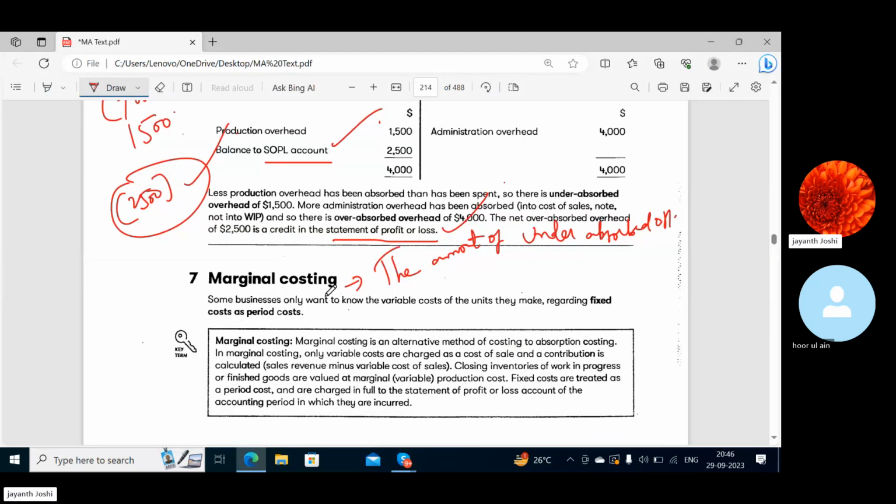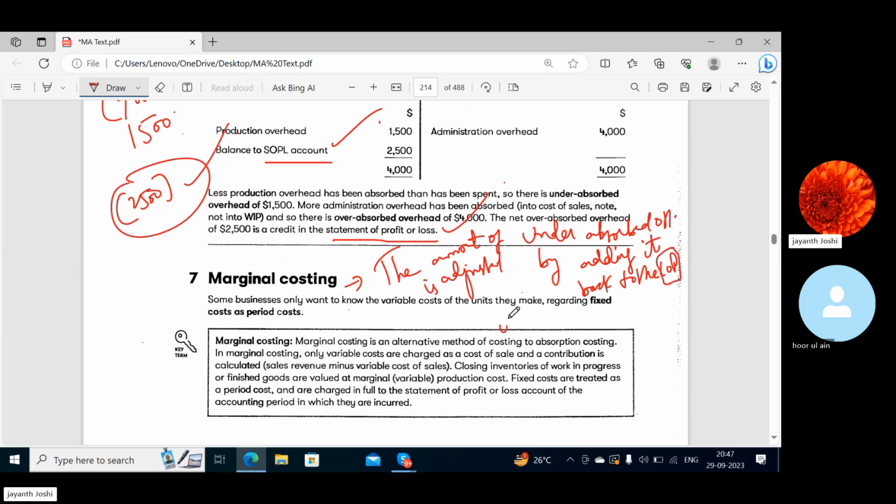The amount of under absorbed overhead. So you have charged less. That means some amount you have charged less. What matters to us is not the estimations. What matters to us is what we have incurred in actuality, right? So when you have charged less, you need to add. When you have charged more, you need to subtract. So the amount of under absorbed overhead is adjusted by adding it back to the cost of production.